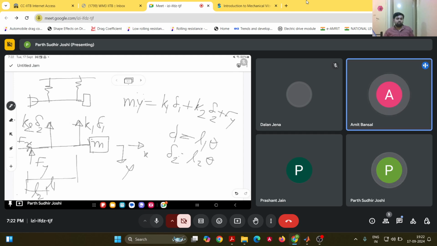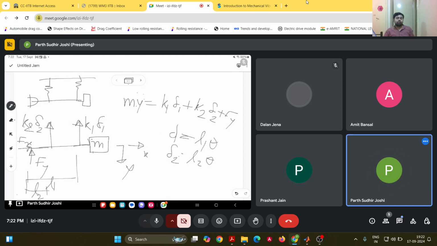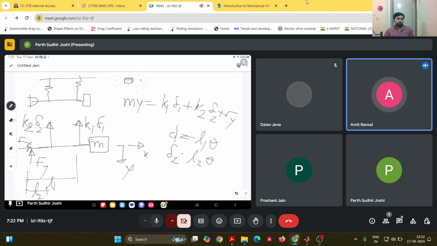Sir, actually, the solution provided by the respective TA has taken the moment of inertia of m also about the hinge point. Yes, it has to be taken. That I couldn't understand, sir, because if I try using the force equation only, I get a different answer. And if I take the moment of inertia of m about O, the hinge point, I get the correct answer. So I got a little confused about why we are taking the moment of inertia and why not otherwise.